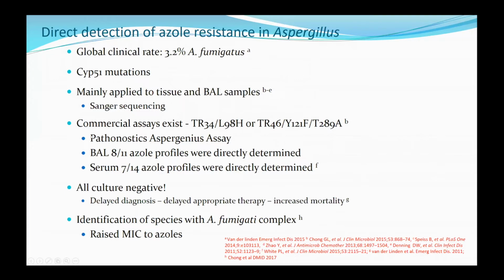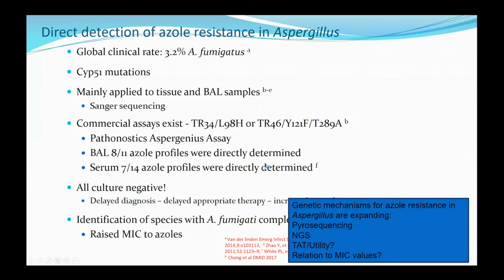However, now we've got real-time assays that can be applied to both BAL and serum, and they do have some clinical utility. A study in the Netherlands and Belgium showed that these have influenced patient management and driven down mortality, which can be high when associated with azole-resistant disease. They've also been used to identify other species within the Fumigati complex that have raised MICs to azoles, and this has been done through melt curve analysis.